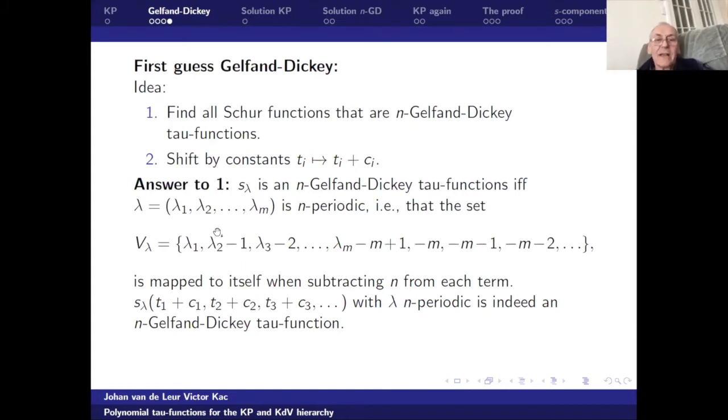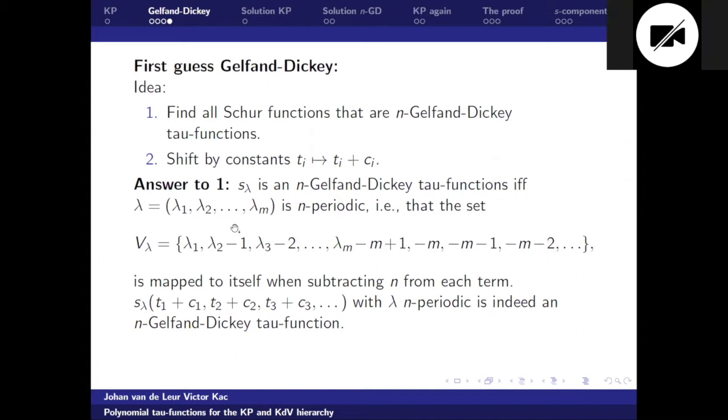There's only a finite number of positive elements. So there's only a finite number of conditions. The periodicity imposes only a finite number of conditions, right? Am I correct to say that the number of conditions on the lambda i's is finite? Yeah, for this to satisfy.